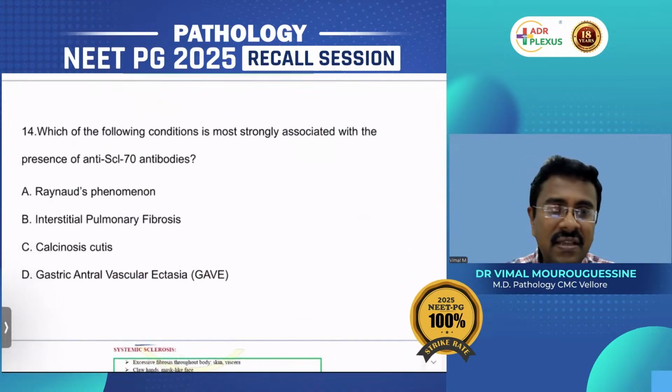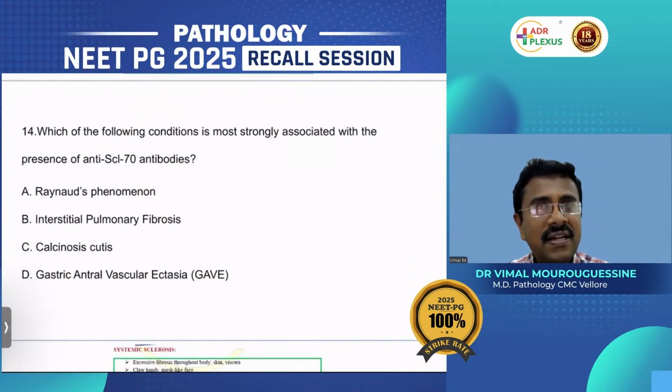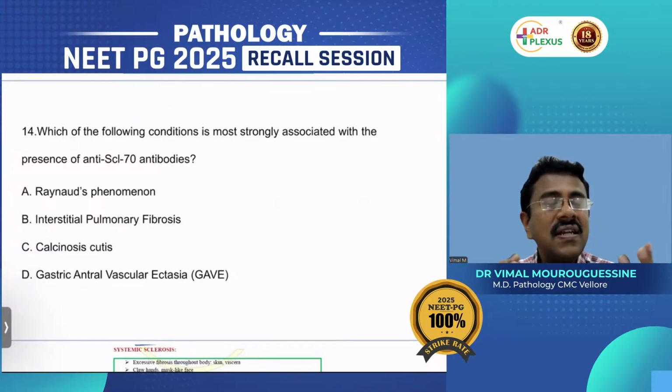Moving on to the 14th question, which of the following conditions is most strongly associated with the presence of anti-scleroderma 70 antibodies, which is seen in diffuse forms. The Raynaud phenomenon and calcinosis cutis are actually part of CREST syndrome, which constitutes limited scleroderma.